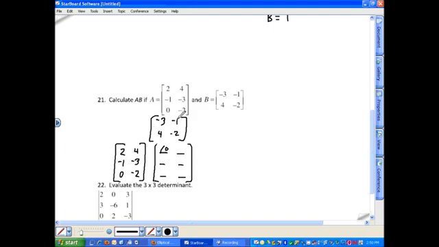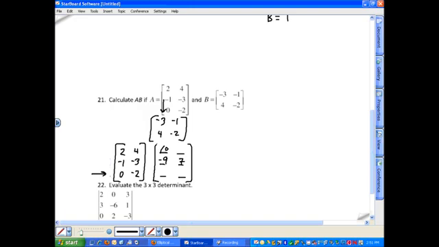Negative 1 times negative 1 is 1. Negative 3 times negative 2 is 6. 1 plus 6 is a 7. Well, let's go on. Let's complete this first column here. If I want the next entry, that's this row and that column. Negative 3 times negative 1 is 3. Negative 3 times 4 is negative 12. 3 and then a negative 12 makes negative 9.